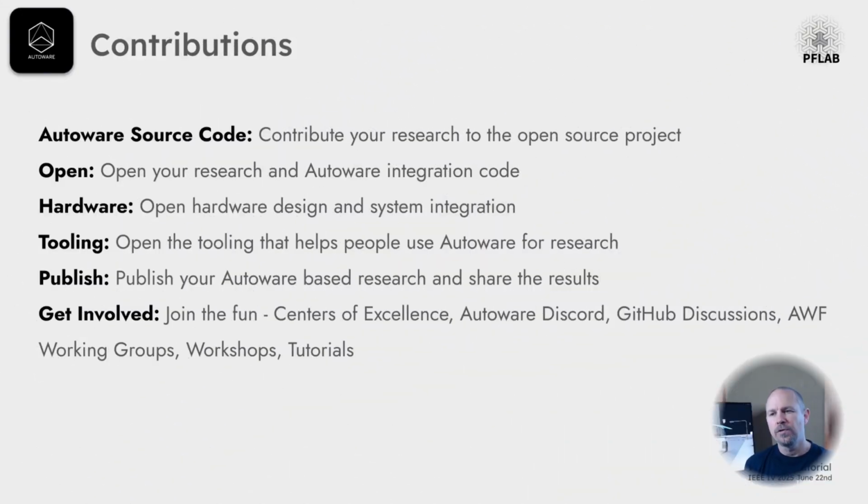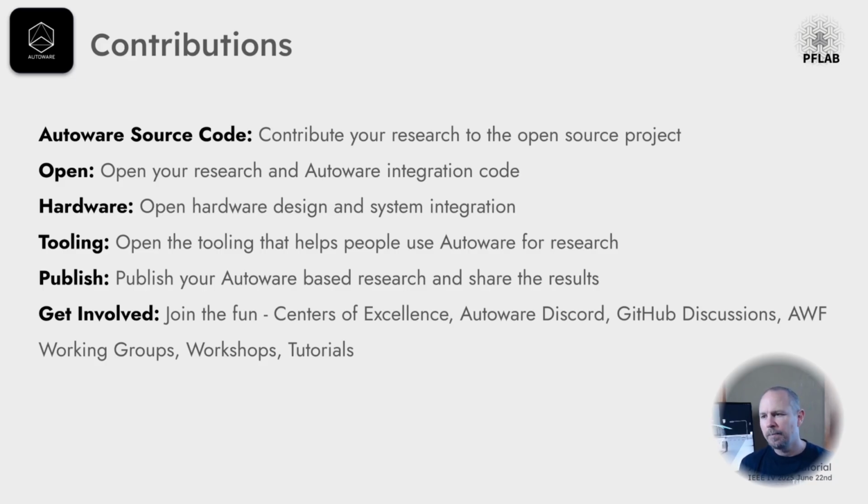So how can you get involved in the autonomous driving research platform Autoware? You can contribute Autoware source code that you have developed in your research, and you can submit that directly to the Autoware software repositories. You can open your own research in separate repositories and provide Autoware integration code, so other people can then take your code and run it along with the Autoware software. Hardware. You can open a hardware reference design and the system integration to provide another platform for autonomous driving research.